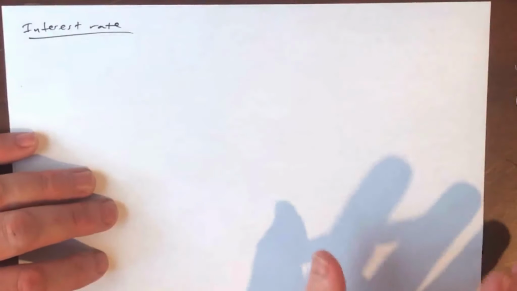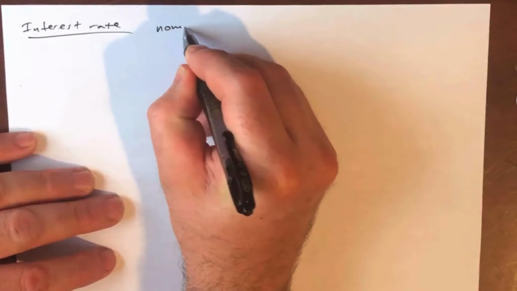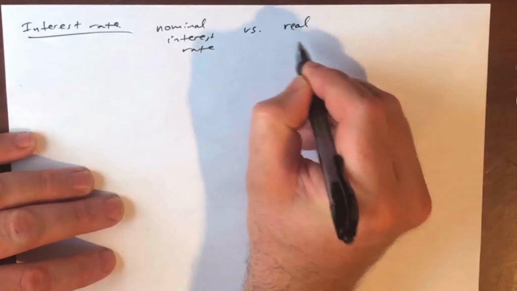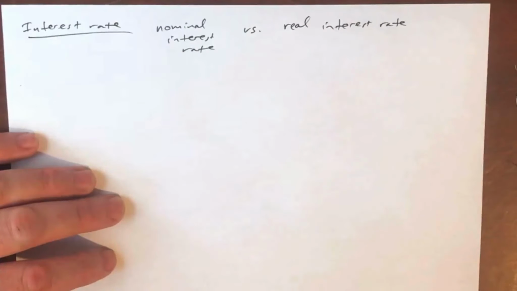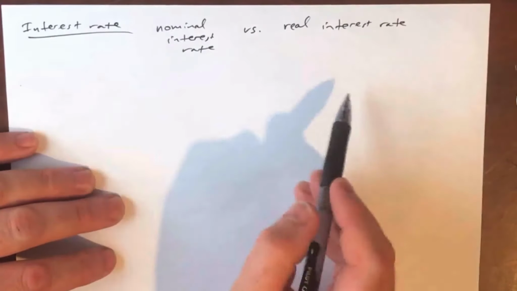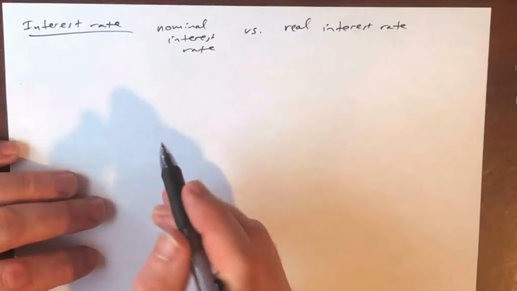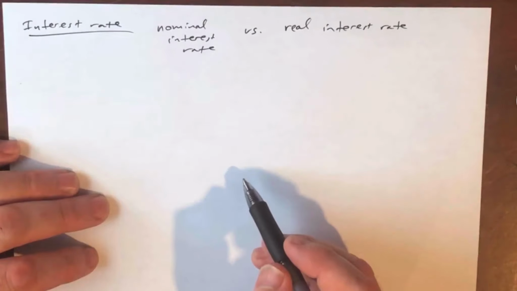So let's look at the effect on the interest rate. Inflation and the interest rate are moving in opposite directions. So we have to distinguish here between the nominal interest rate and the real interest rate. Why do we have to distinguish this? Well, the reason is because the inflation rate subtracts from the nominal interest rate.